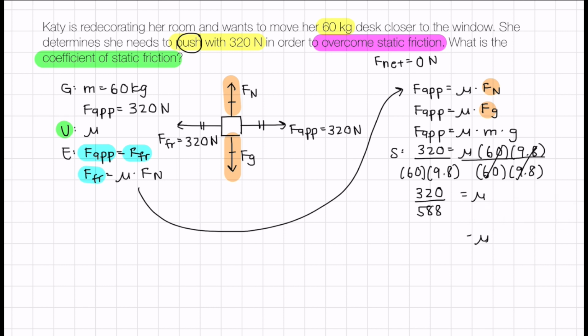And mu is really just equal to 0.54. Remember that the coefficient of friction, whether it's static or kinetic, doesn't matter. These coefficients, they don't have any units, so that's perfect, 0.54.